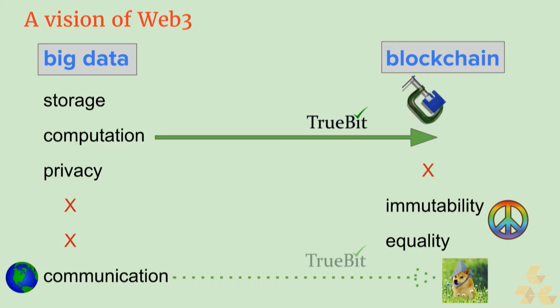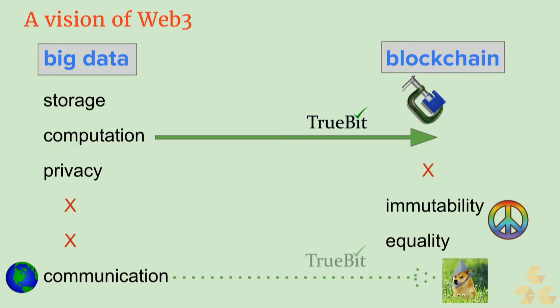So this is where TrueBit comes into the picture. We're bringing computation onto the blockchain, and in terms of privacy, I guess we've made a trade-off. We've traded in the privacy of big data in exchange for these other properties, which I call immutability, equality, maybe democracy. That's the new world that we're living in here. And the other thing you think about when you talk about big data is communication, right? The internet. There's some way of communicating between the different parties involved in the network. And TrueBit is also involved in this piece of the puzzle as well.